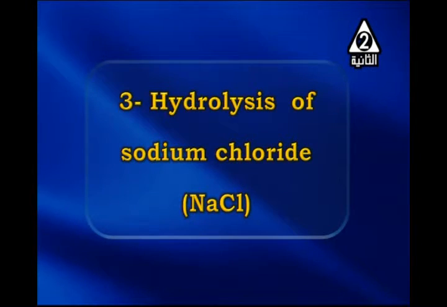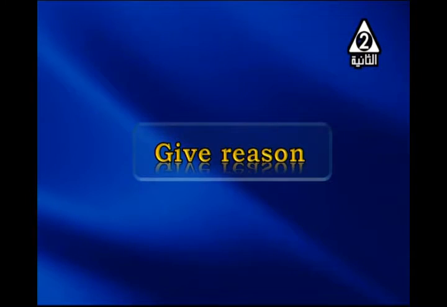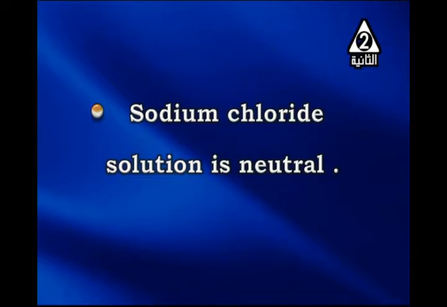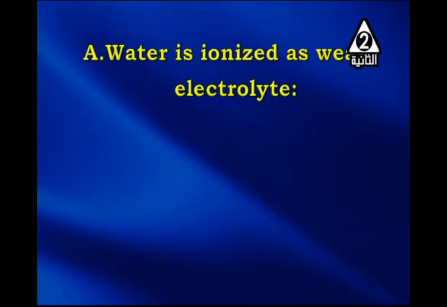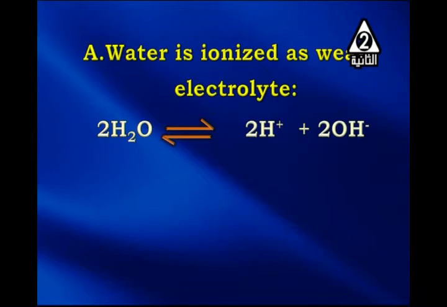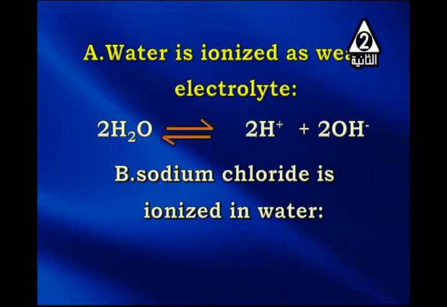The third example here, my dear student, is the hydrolysis of sodium chloride, NaCl. So we have given the reason in this point. Sodium chloride solution is neutral. We have to say so because sodium chloride is ionized in water, giving strong acid hydrochloric acid and strong alkali, which is sodium hydroxide. So water is ionized as a weak electrolyte into hydrogen ion and hydroxide ion in equilibrium. And when adding sodium chloride solution in water, we find that NaCl is ionized into sodium ion and chloride ion.